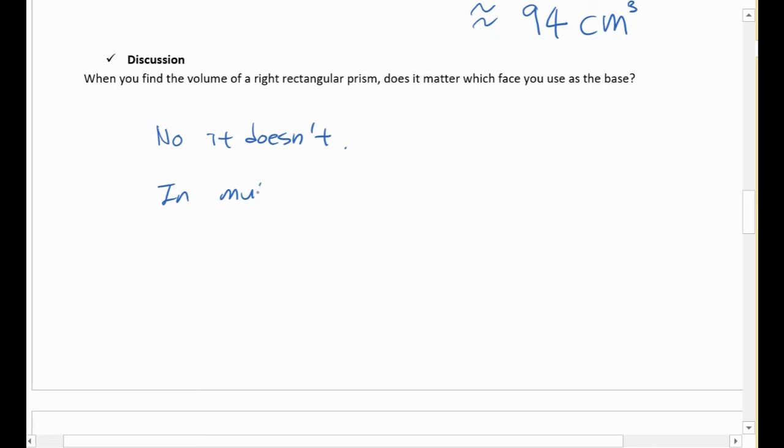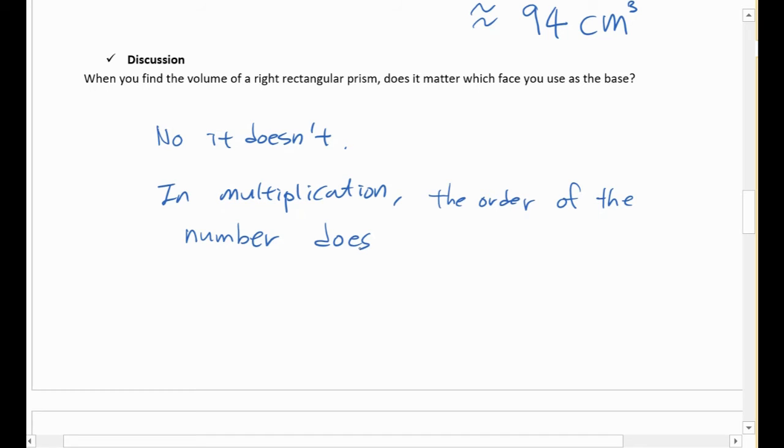In multiplication, the order of the number does not matter. Doesn't change the result.